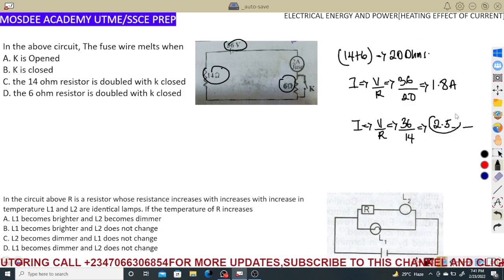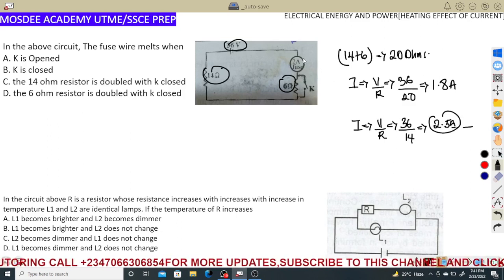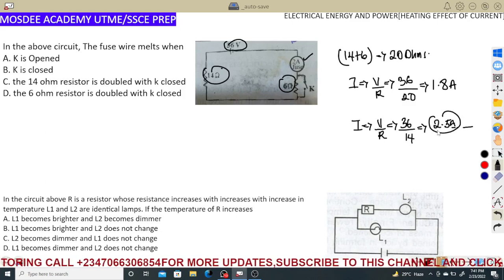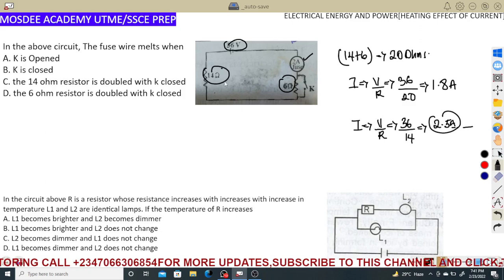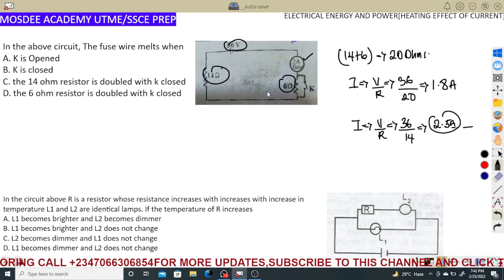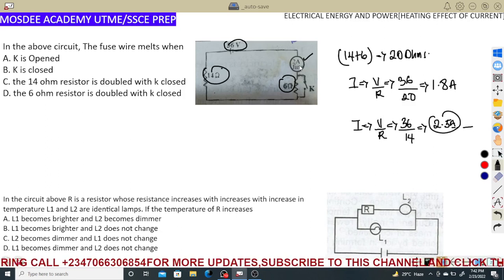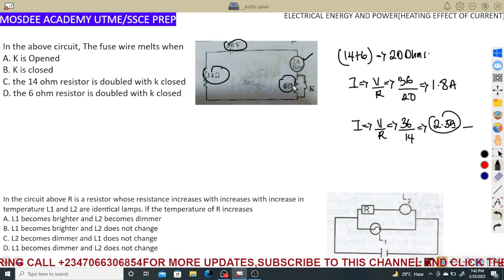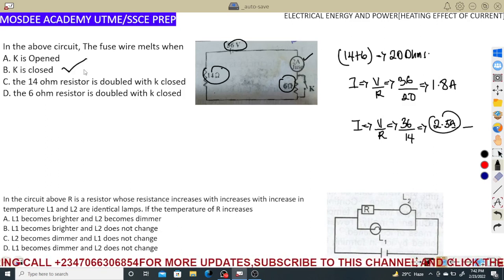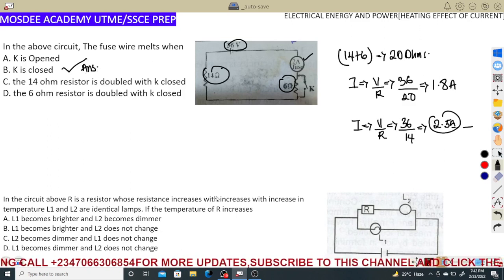Now, this is greater than the rating of the fuse, which is 2 amps. So if this is closed, only 14 ohms will be in the circuit, and the current will pass. In that case, this fuse will melt. So the answer is when K is closed. This is the way we interpret this question, and that is that.